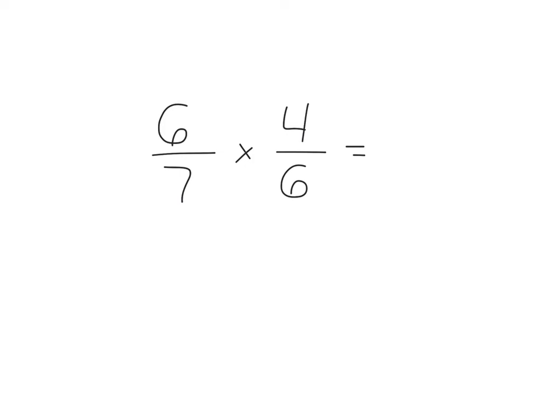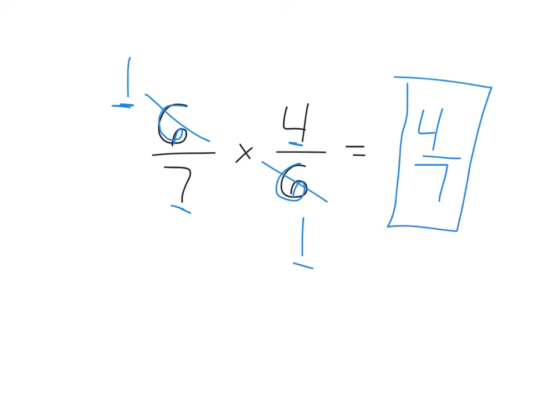Now I have 6/7 times 4/6. So I want to look for one numerator and one denominator that can be divided by the same whole number. Look at this, 6 and 6, they can both be divided by 6. So 6 divided by 6 is 1. 6 divided by 6 is 1. Now I'm ready to multiply. 1 times 4 is 4, and 7 times 1 is 7. And my answer is 4/7. Of course, before I move on, I should still double check that it is in simplest form, and yes, 4/7 is in simplest form.